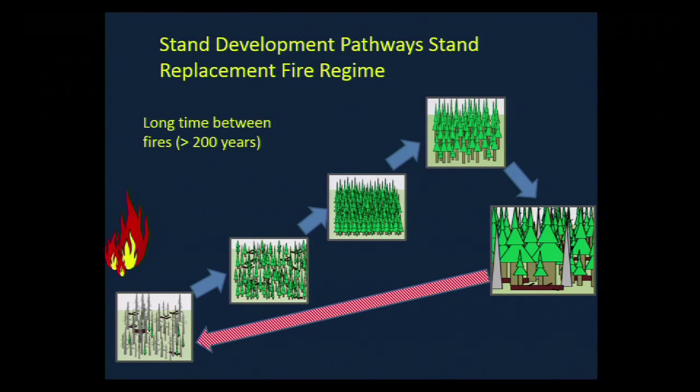The stand development pathways in this particular fire regime basically march through time because of the very long time period between fires, greater than 200 years. So stands are able to march through time and end up as late successional old growth and may exist for quite some time before fires reset the stand and the landscape.